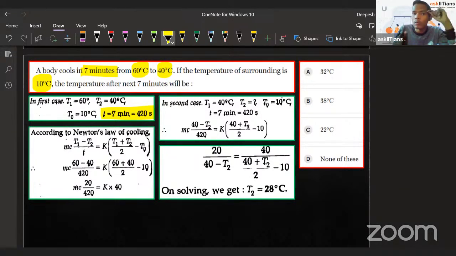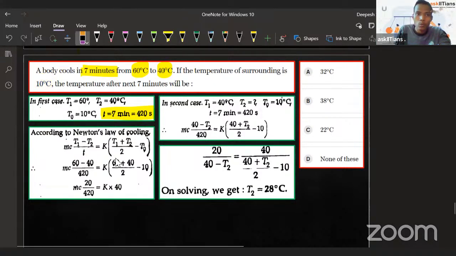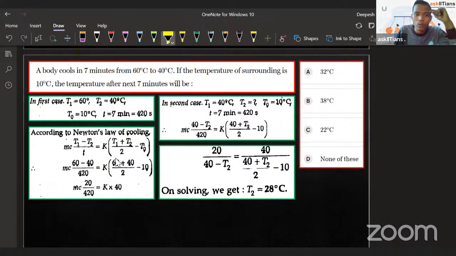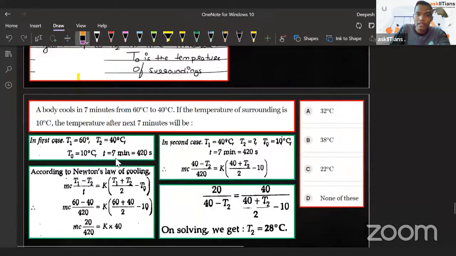Now, if I want to know what will be the temperature of the body after 7 minutes, this is how we'll use the formula. That is, MC (T1 minus T2) equals K ((T1 plus T2) by 2 minus T0). Now you know all the values. We are starting from 60, then the body cools down to 40 degrees Celsius. How much time does it take? 420 seconds, 7 minutes. Whereas at the same time, the temperature of the surroundings is 10.